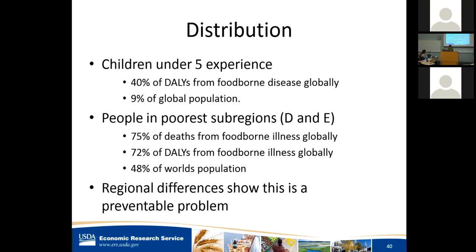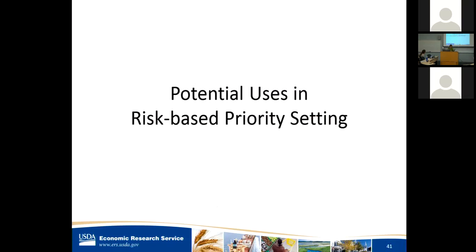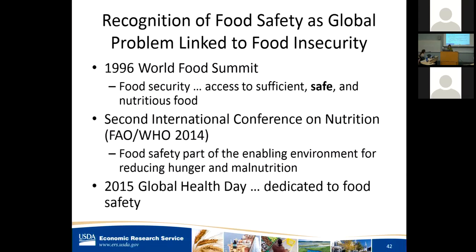And what you can take from the slide about regional differences is that, given current technologies and current management processes, this is a manageable problem. It is preventable. But it is not being prevented in those areas of the world that are most economically challenged. So that's a basic important finding from this whole large effort. I'm going to go through this quickly.